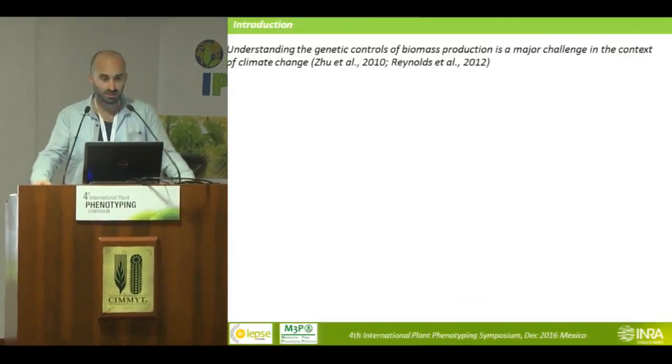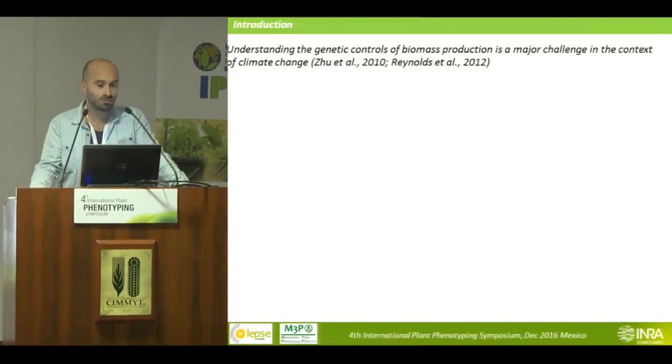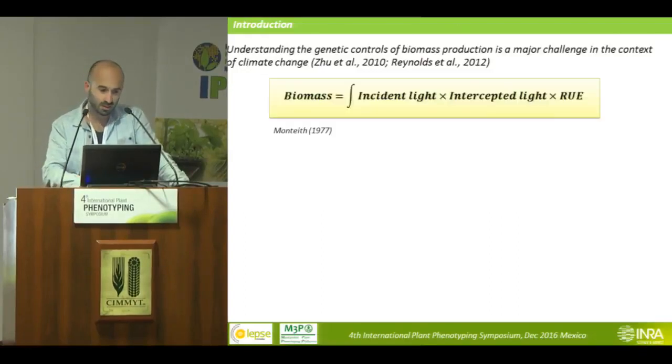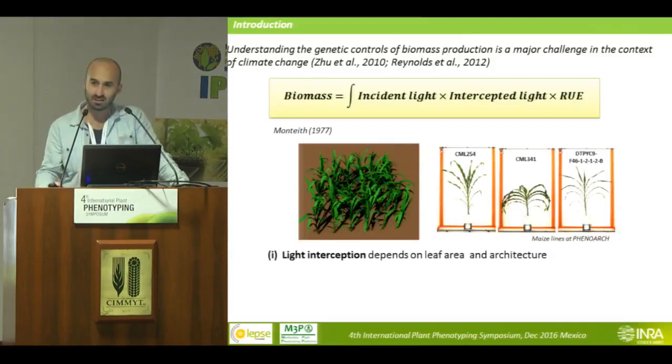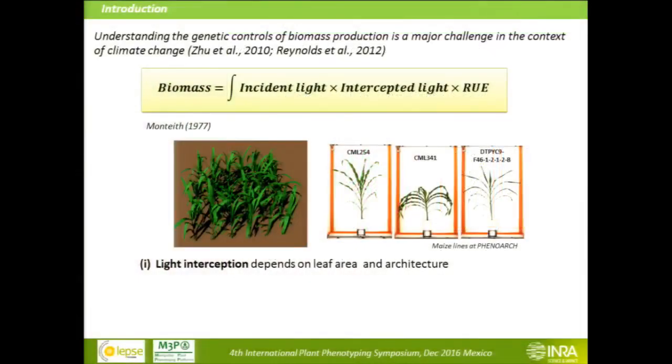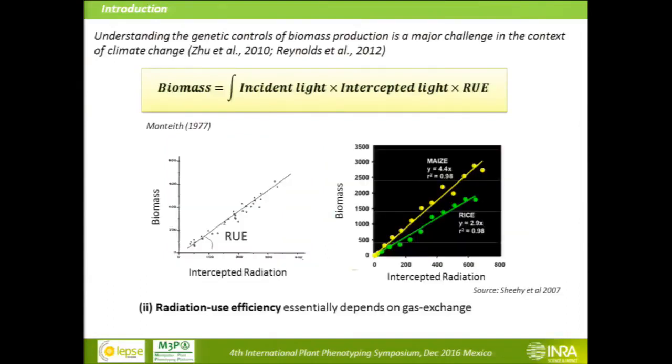As a context, understanding the controls of biomass accumulation is a major challenge in the context of climate change. According to the equation of Monteith, we know that biomass can be expressed as a function of the incident light reaching the crop, the amount of this light that is intercepted, which basically depends on the leaf area and the architecture of this crop, and finally how efficiently this intercepted light is converted to biomass, the radiation use efficiency, which depends basically on photosynthesis.